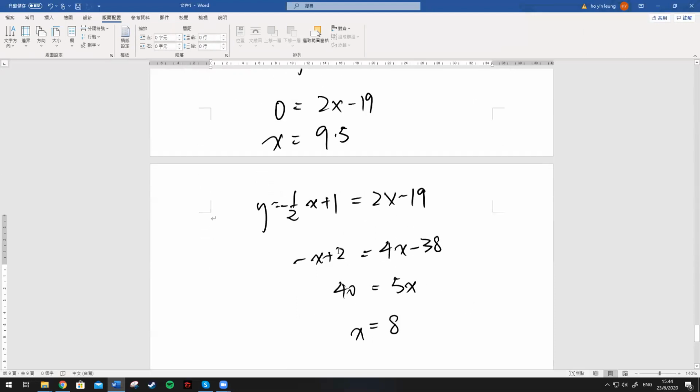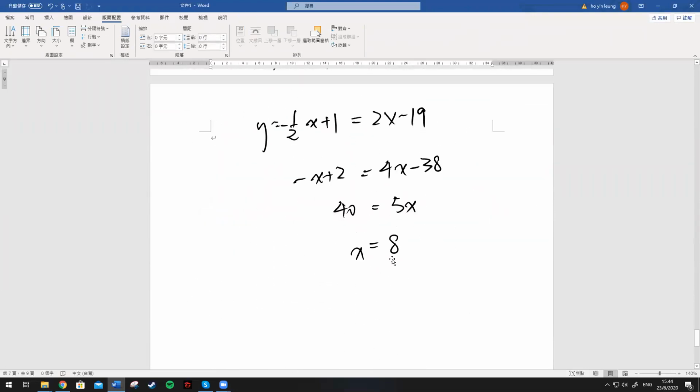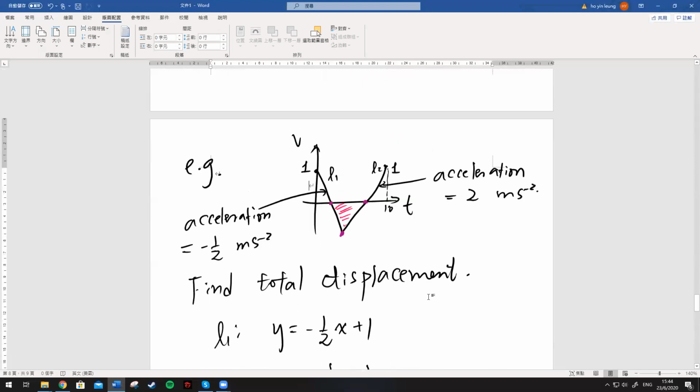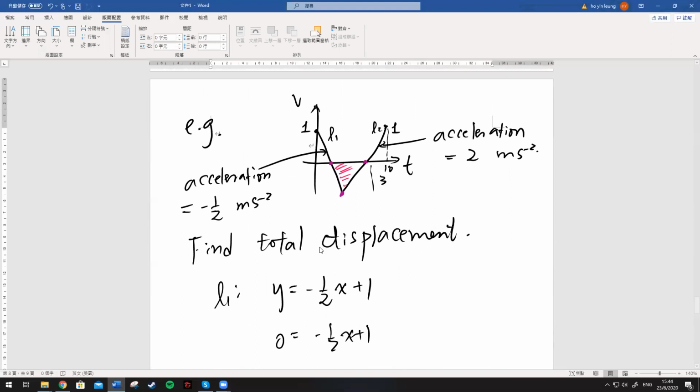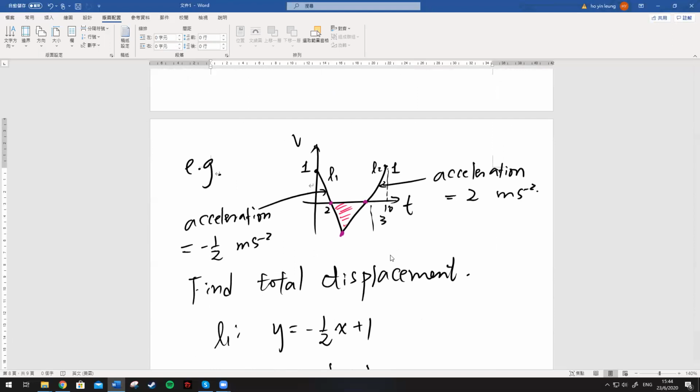But the main point is we want to find the y coordinate of this point, right? So put this back into either one of these equations, maybe I'll put it here. So y is negative a half times 8 plus 1. That's equal to negative 4 plus 1, so negative 3. All right, so we have found all the information we need. This one is negative, so the height is 3. This point is 2, and another point here is 9.5, okay?